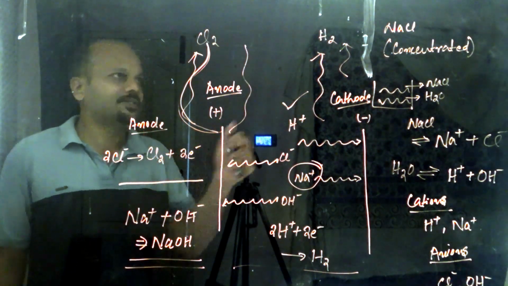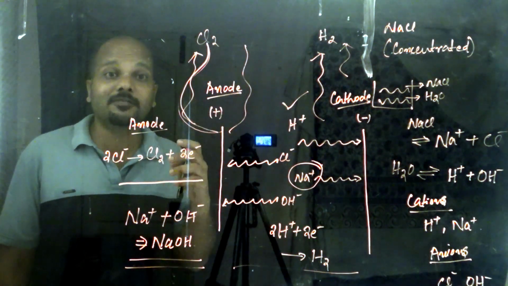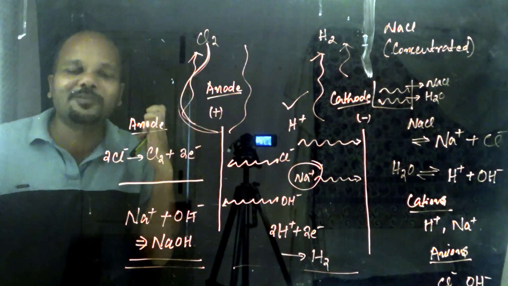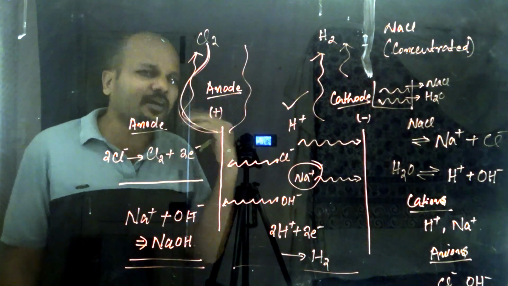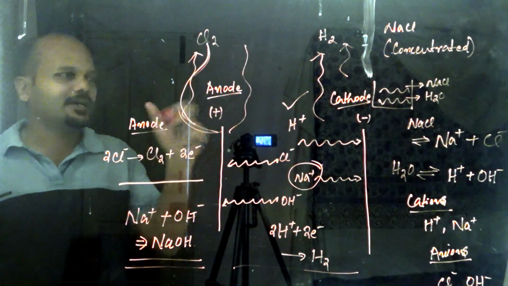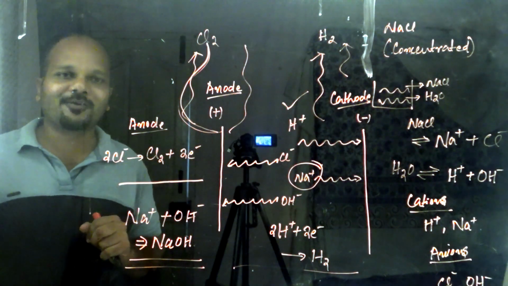Hydrogen is a very explosive gas, so please don't play with hydrogen. Chlorine is a very corrosive gas. If you inhale it, you will be coughing like anything. So this is it about electrolysis of concentrated sodium chloride. Next, we will consider what can happen if the solution is dilute.